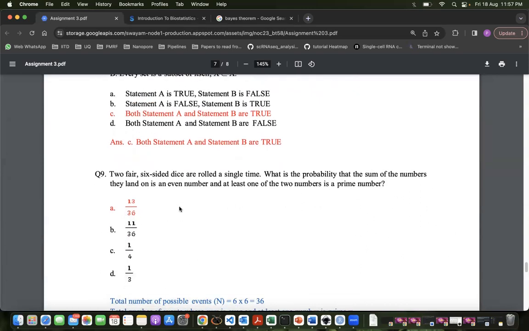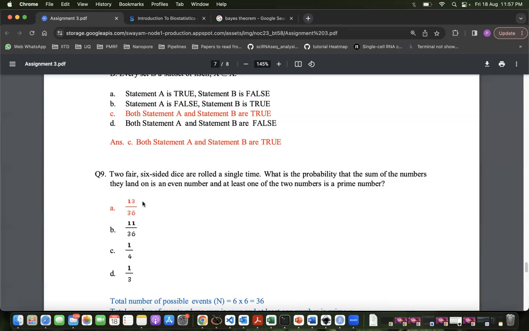Then two fair six-sided dice are rolled a single time. What is the probability that the sum of the numbers they land on is an even number, and at least one of the two numbers is a prime number? So you have two events, A and B, and the "and" here basically implies that you are interested in the intersection. So you can make a list. Should it not be 11 by 36? It should be 11 by 36.